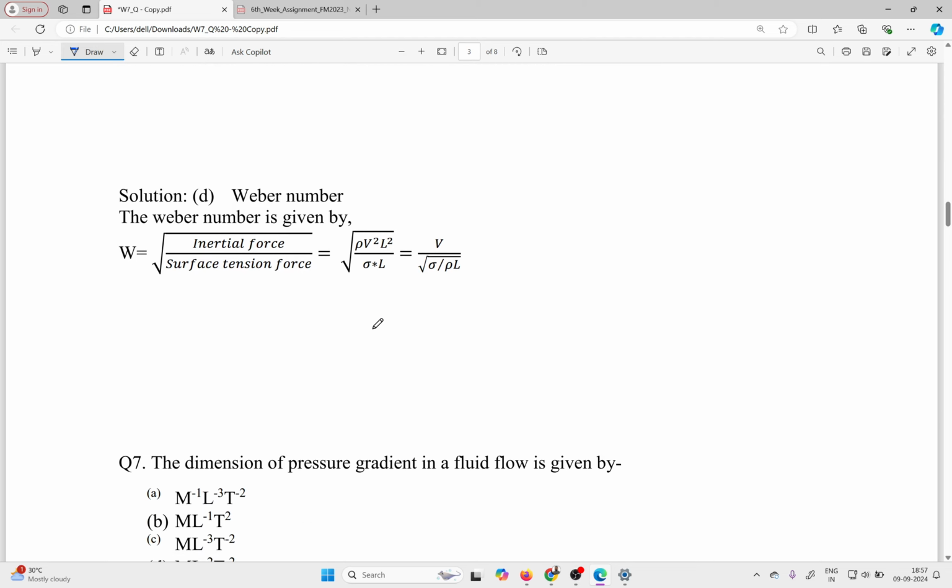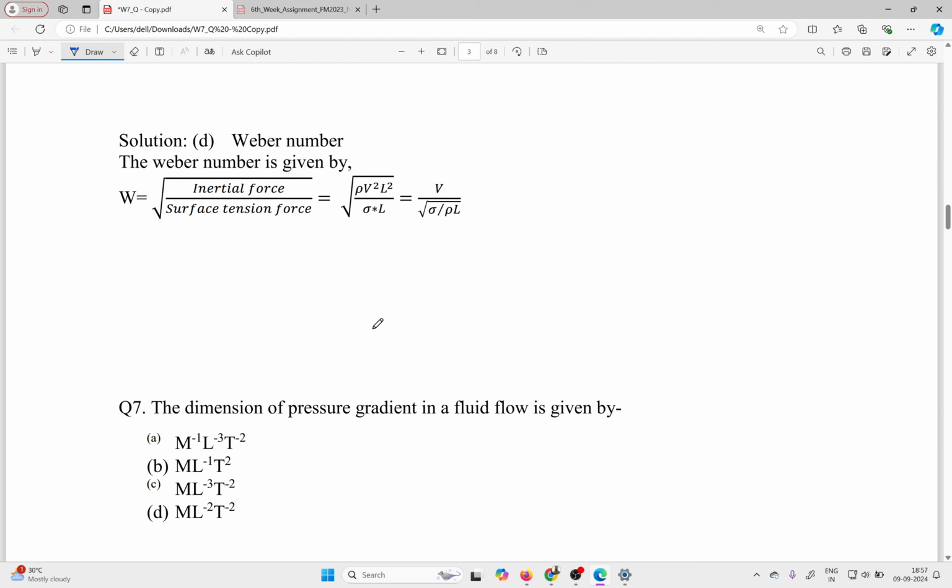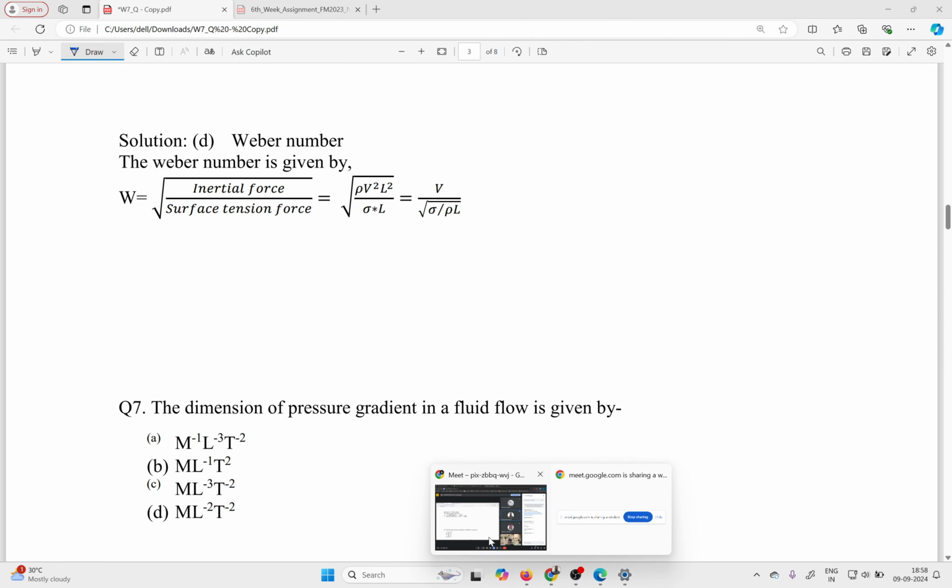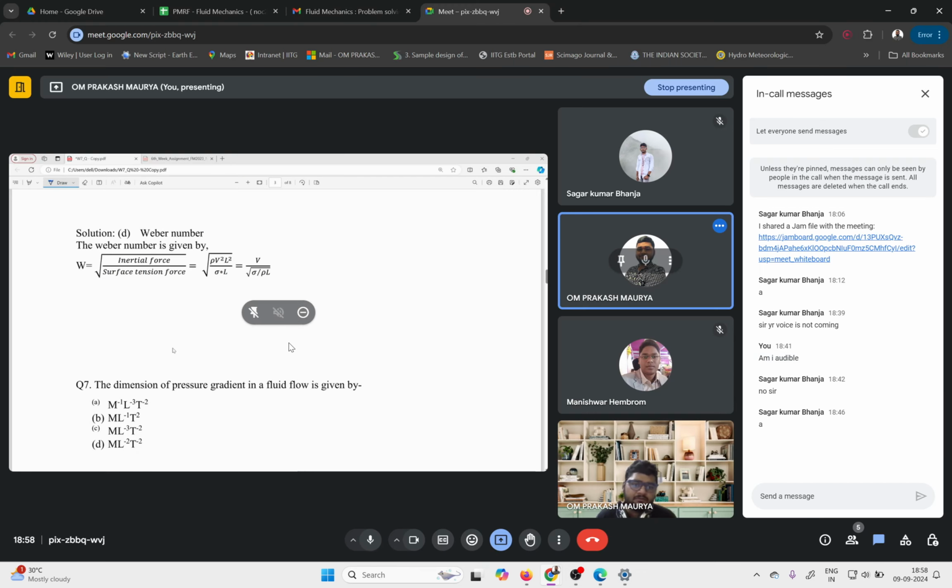So now we move ahead with the next question. Question number 7: the dimension of pressure gradient in a fluid flow is given by. So please try to solve this question. The dimension of pressure gradient. You can write your answer in the chat box.